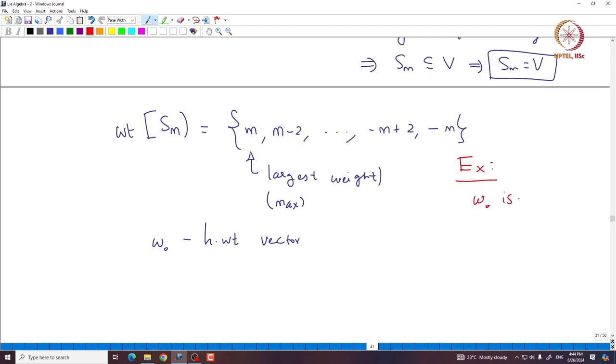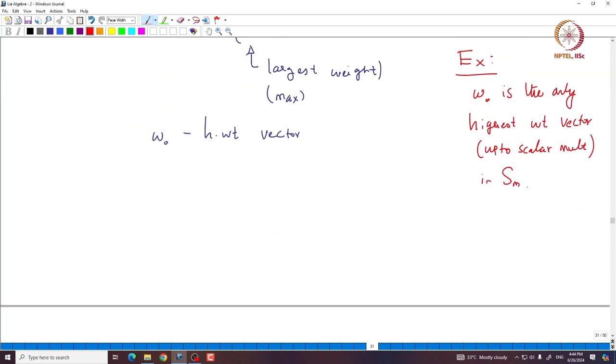I will leave it to you. w naught is the only highest weight vector, of course up to scalar multiple, inside S_m. That means, if you have another vector v which has, let us say, highest weight a, then this v has to be a multiple of w naught and that a must be m.